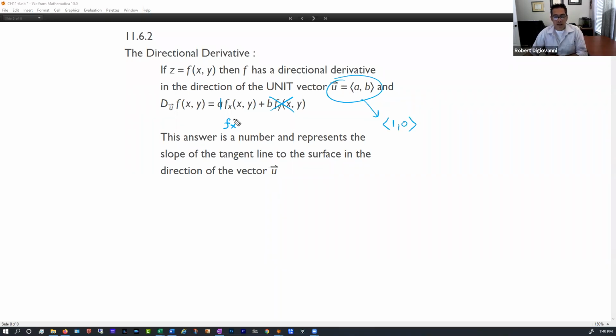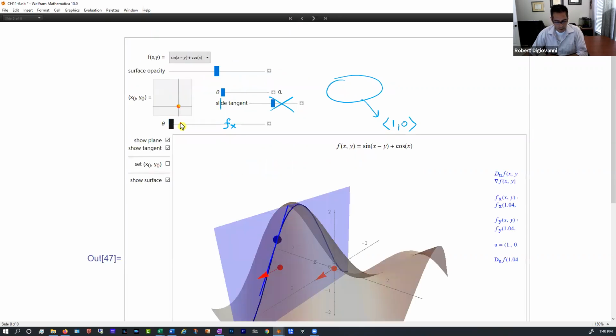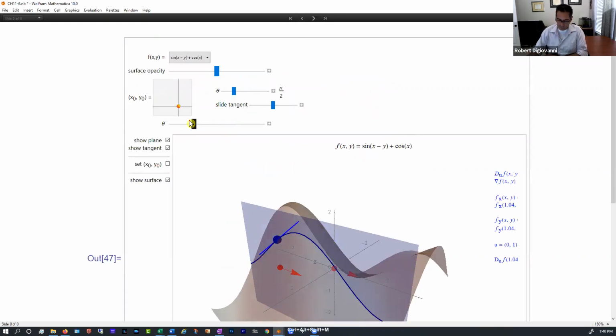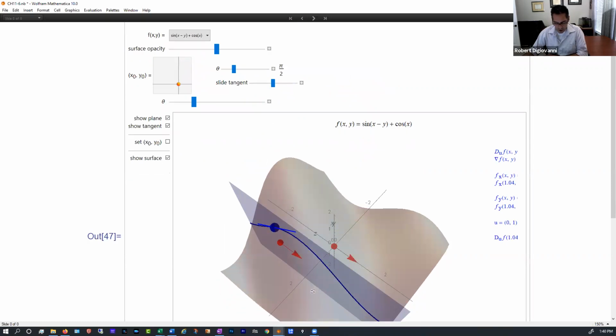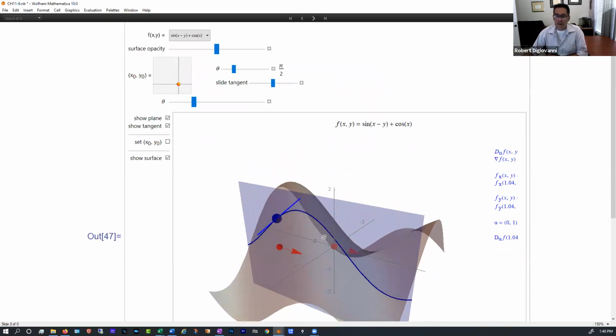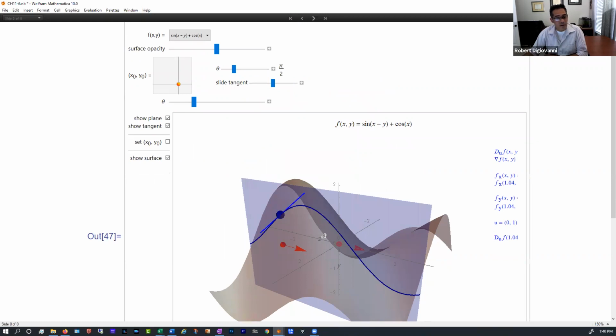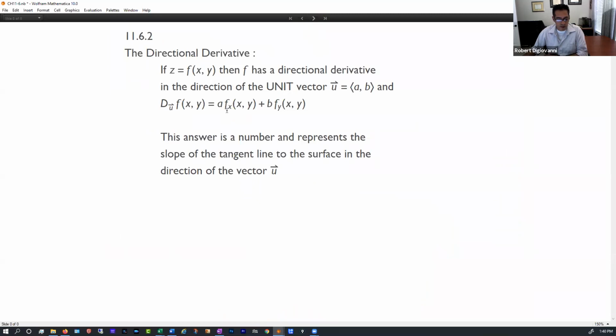And if you were to point down the y-axis instead, like that, now your direction vector on the ground is the vector 0, 1. And so the formula would work the same way. This would be 0, this would be gone, and then that would be a 1. So it's just a partial of f with respect to y. So that's why I was saying this is a general formula. This allows you to point in any direction you want and talk about the slope.